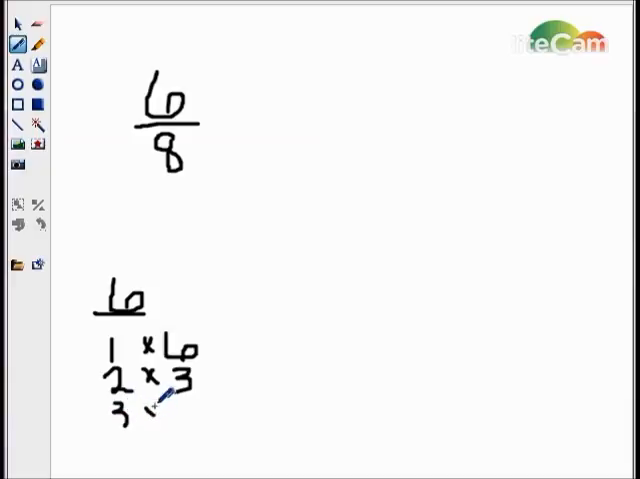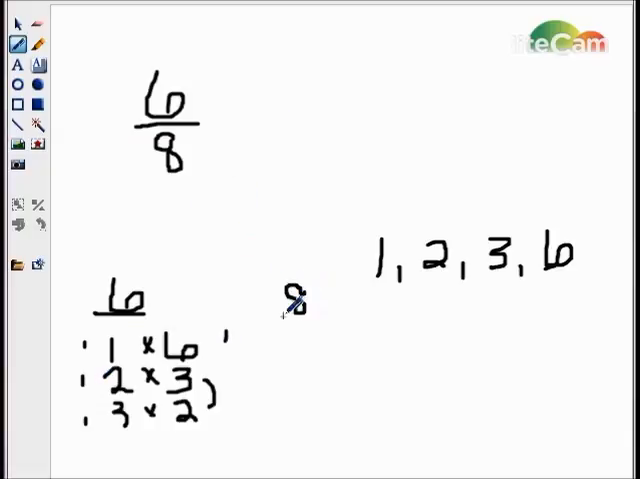So the factors of 6 are 1 times 6, 2 times 3, and 3 times 2. I have a backwards fact, so I know I'm done. 1, 2, 3, and 6. No repeats. Then I'm going to list the factors for 8.